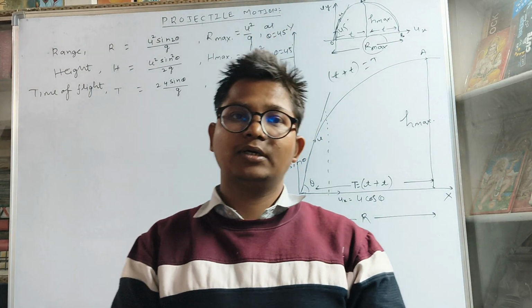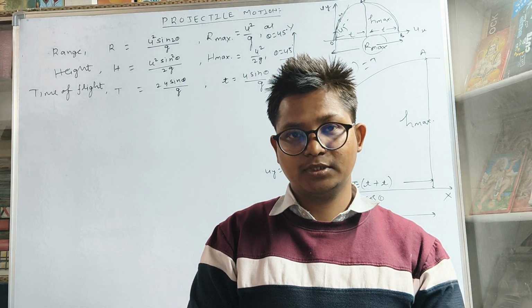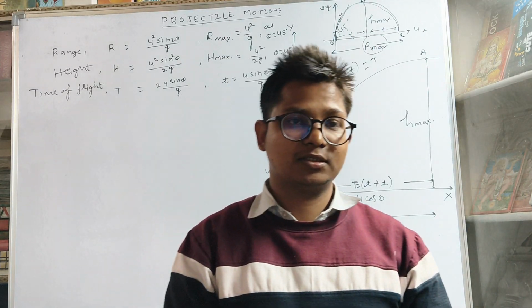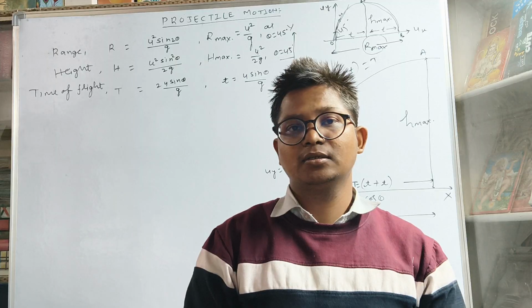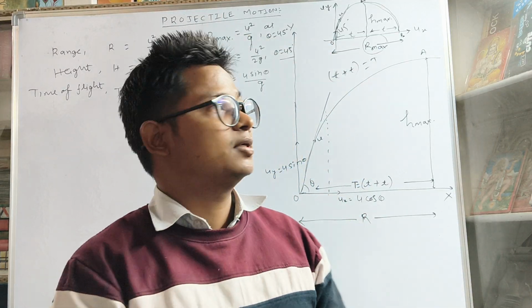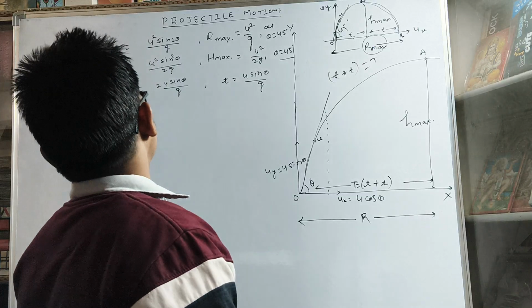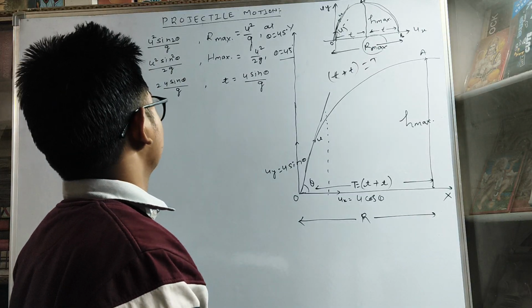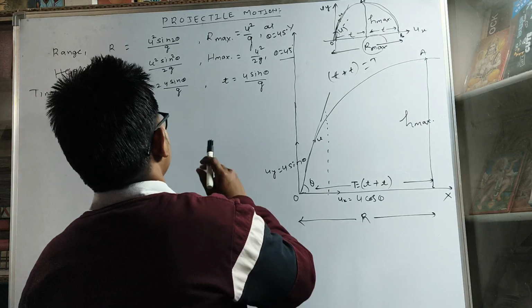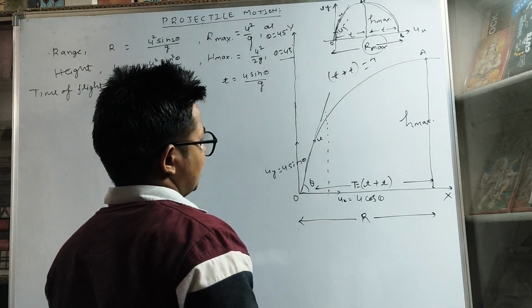Hello friend, in this video I will discuss projectile motion of an object, which is the syllabus of class 11th classical mechanics. In previous videos I have discussed the equation of motion and work energy theorem with the help of integral calculus. In this video we will discuss range, height and time of flight of projectile motion. Range is defined by R equal to u square sin 2 theta by g, and R max means maximum range.